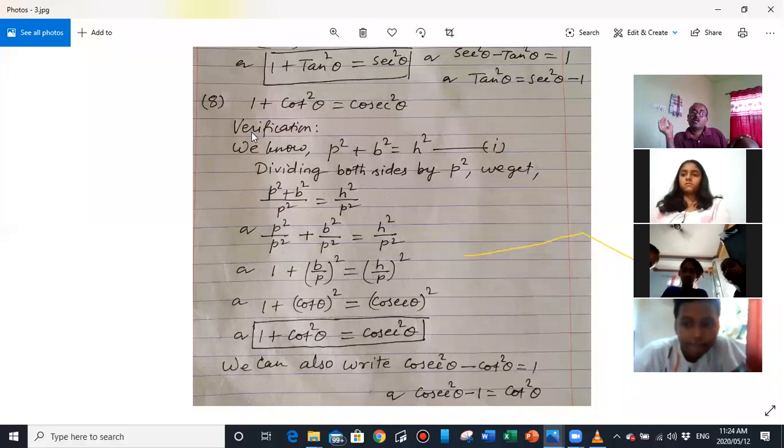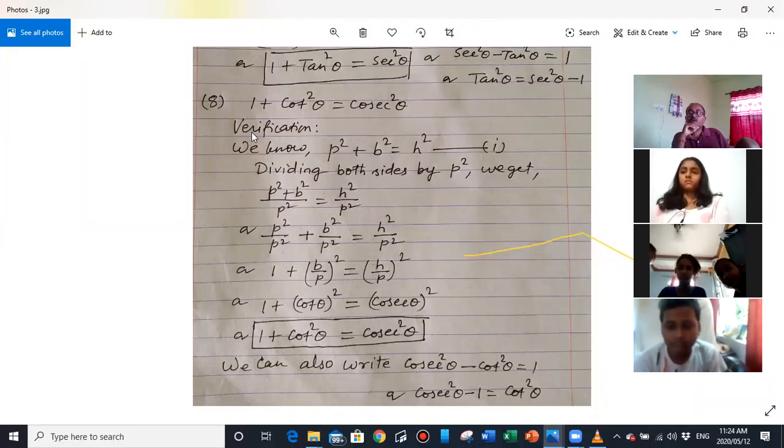Now your duty is to see this page again and again. Write down in your copy and memorize these formulas. Tomorrow I'll ask you all the formulas.